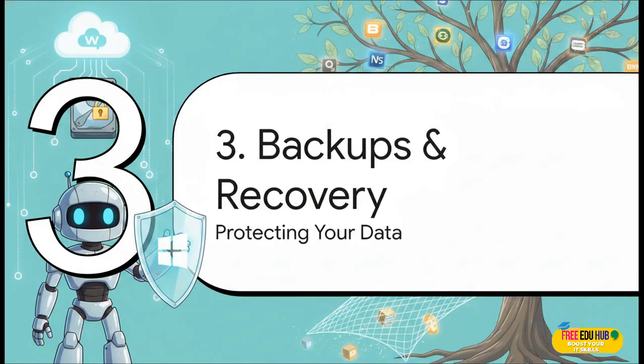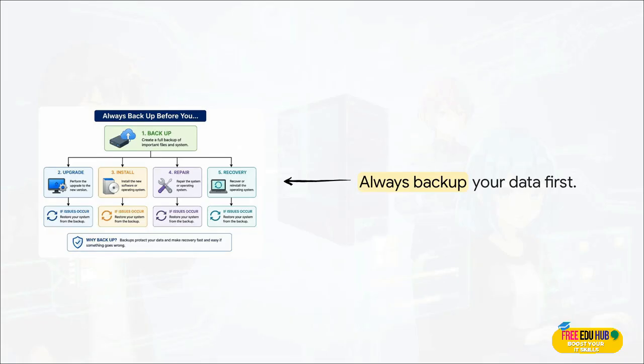Moving on to Section 3. Backups and Windows recovery. Before we ever attempt an installation, an upgrade, or a major OS repair, we have to establish our safety nets. This flowchart hammers home the absolute golden rule of IT support. Look right at the top box: backup. Whether you're upgrading, installing, repairing, or recovering, protecting user data with a file backup or a full system image is always step one. Honestly, it is infinitely more important to secure that data than it is to rush a fix.